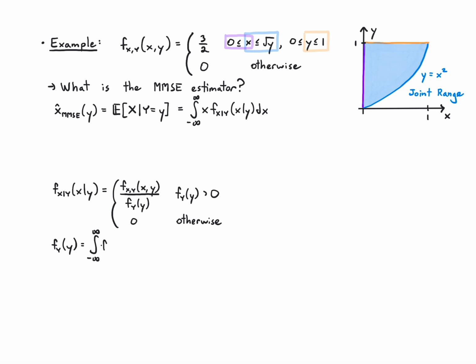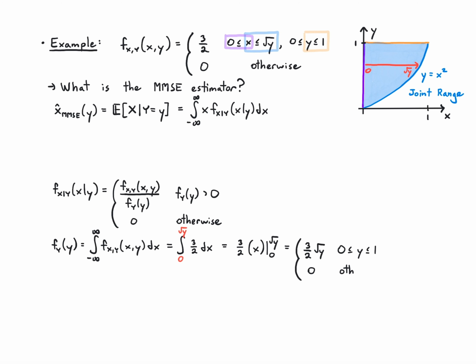Okay, so finally the marginal of y, I integrate out from the joint PDF the variable I don't want, which is x. And so I see I need to set some integration range for x. On this picture of the joint range, I see I go from 0 to root y for a fixed value of y. So my integral is just going to be x from 0 to root y times 3 halves. So I get 3 halves root y going from 0 to 1, because the whole range collapses onto the y-axis.